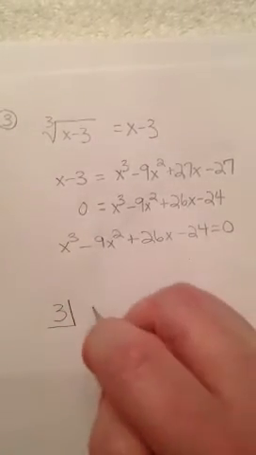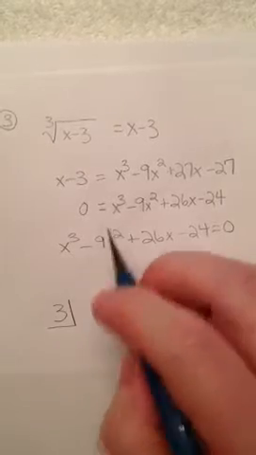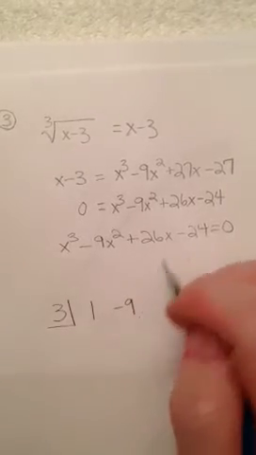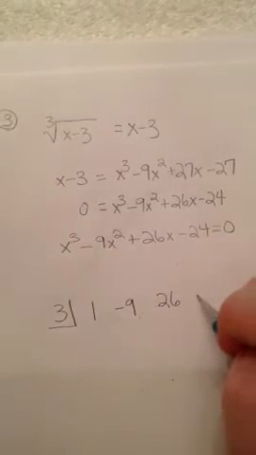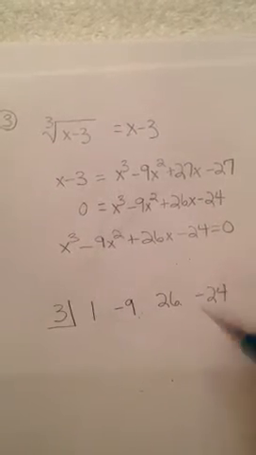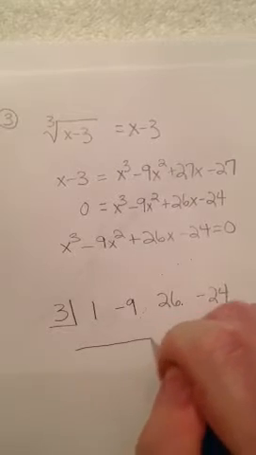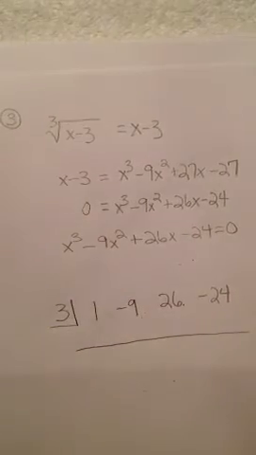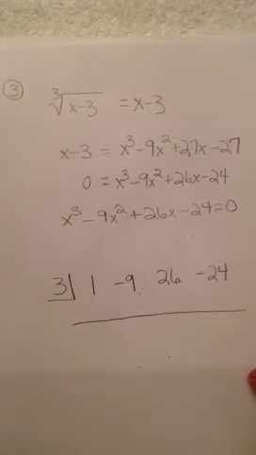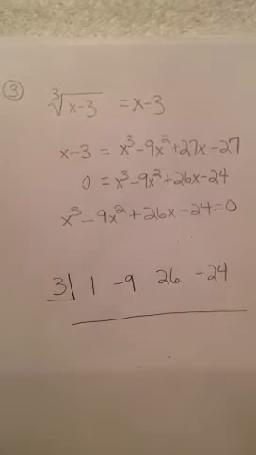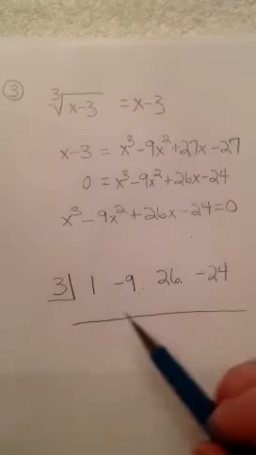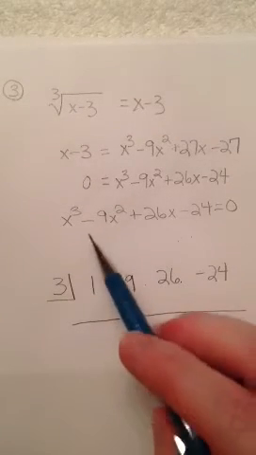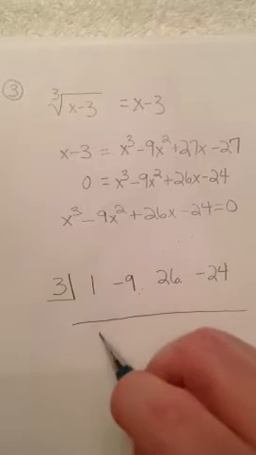We have 1x cubed, negative 9x squared, then we have 26x, and then we have negative 24. In case you're wondering, I'm not asking that you know synthetic division. In fact, you can attain the points of intersection with a graphing calculator, but just for the old school practice, with synthetic division, the leading coefficient we have is 1, and we bring this down.